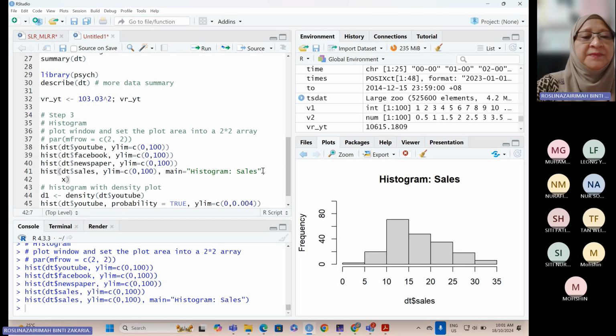For the X label, xlab equal to, and then I put sales. Let's say sales, in thousand, 000, for example. And then don't forget the Y label.